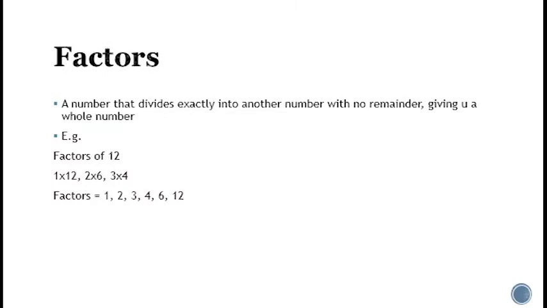Factors. A factor is a number that divides exactly into another number with no remainder, giving you a whole number. Just find the two whole numbers whose product of multiplication will give you the number that's being asked. For example, 1 times 12, 2 times 6, and 3 times 4 would all give you 12. Therefore, factors of 12 are 1, 2, 3, 4, 6, 12. Remember to list them in ascending order from smaller to bigger values.